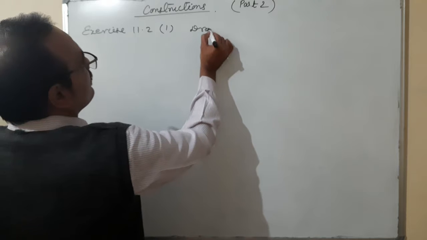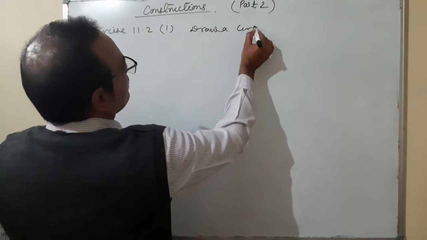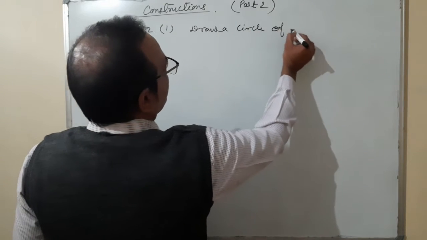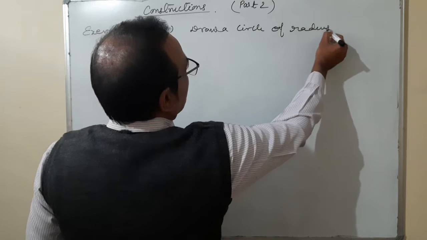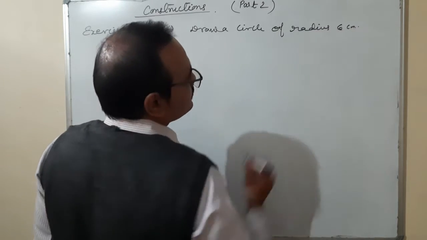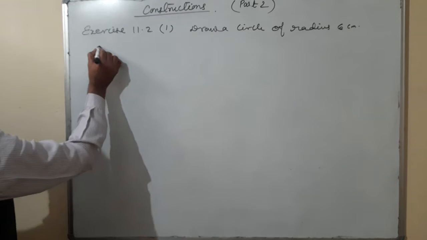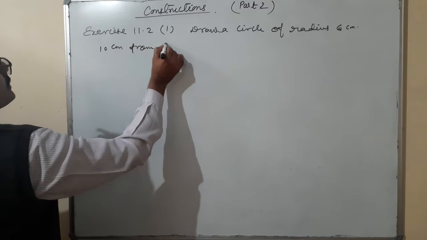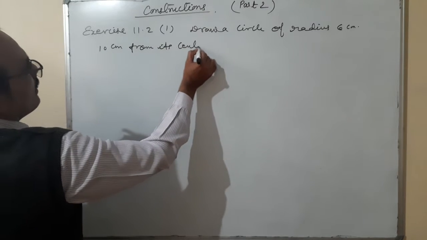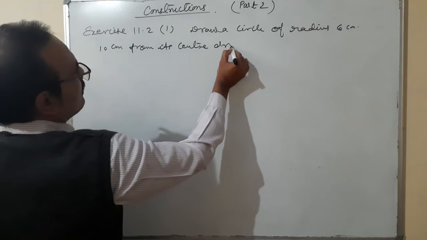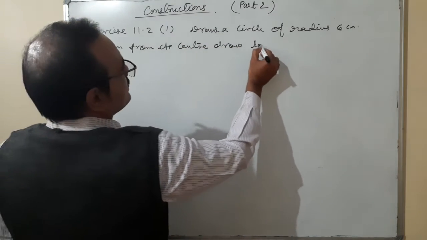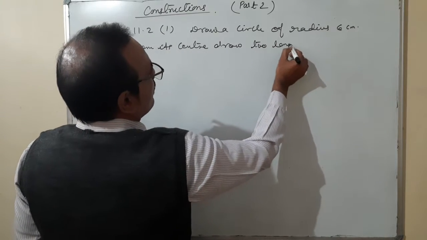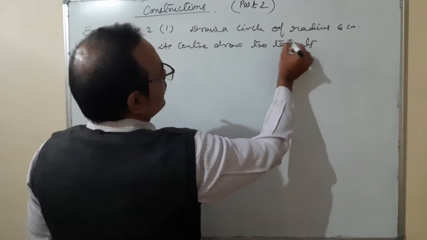Draw a circle of radius 6 centimeter. After that, 10 centimeter from its center, draw two tangents.